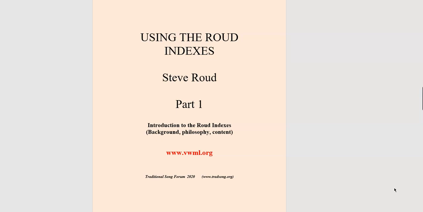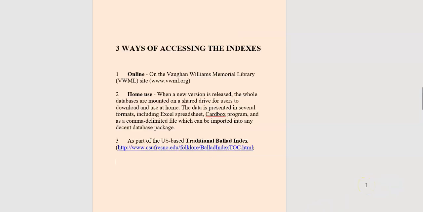www.tradsong.org. In this part, we're going to be talking in general about the Roud indexes, their background, philosophy behind them, and what goes in and what doesn't. In Part 2, we're going to look a bit more closely at what's in there. Parts 3, 4 and 5 will cover searching and other advanced techniques. Now this particular one will be mainly me talking, but the others will be a bit more exciting because we'll have something to show. Now there are 3 ways of accessing the indexes.